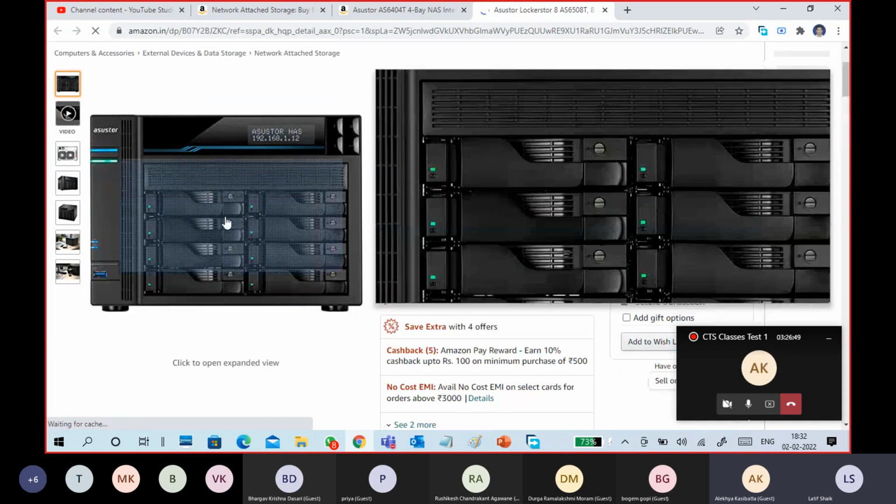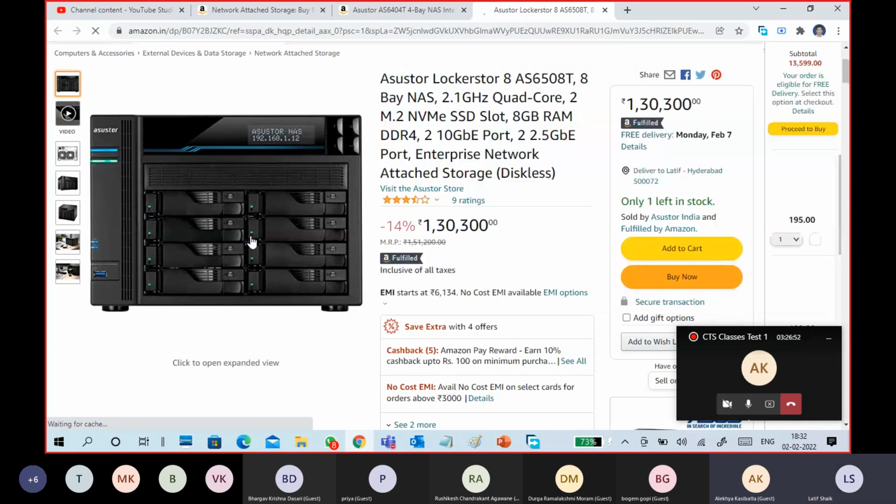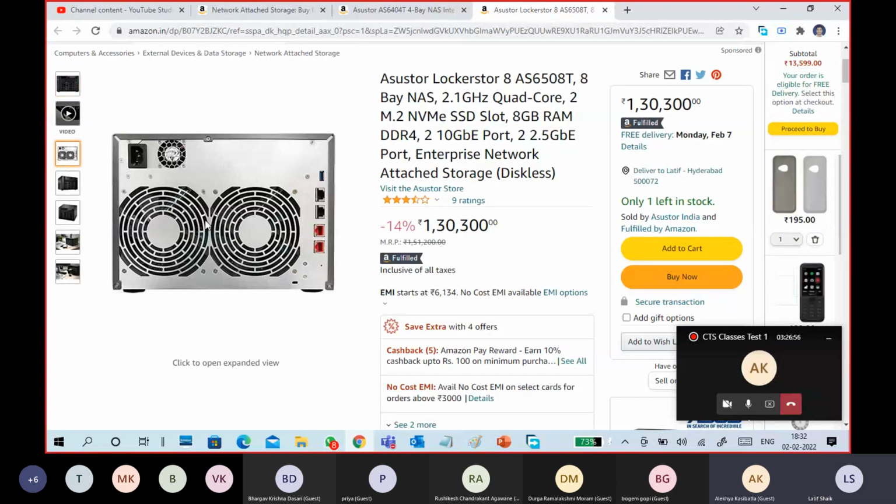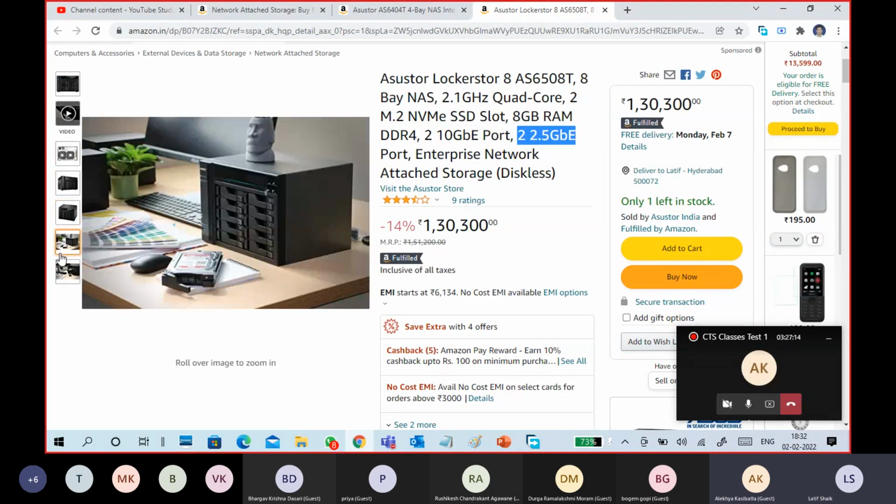See, there are more disks here. Eight hard disks you can insert. You can see the backside cooler, power, and there are network connections also. Two 10 GB ports, two 2.5 GB ports. That means that much data speed you can transfer.